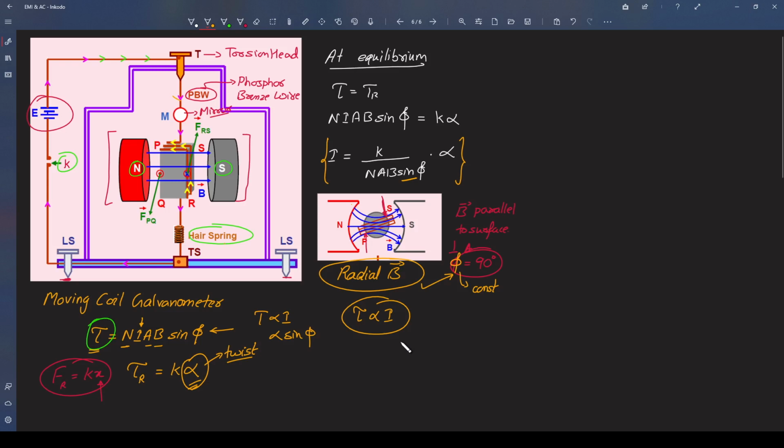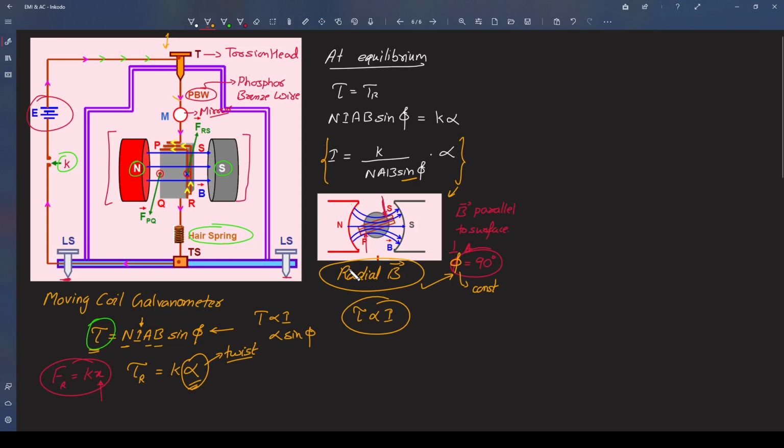Right? So what you are seeing here is the top view. We are seeing it from here. So there it will look like this. It won't be a plane surface of the North Pole and a plane surface of the South Pole. It will be a concave surface if you see from the coil side. So that's why the magnetic field will be like this.